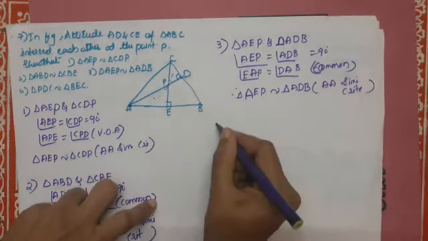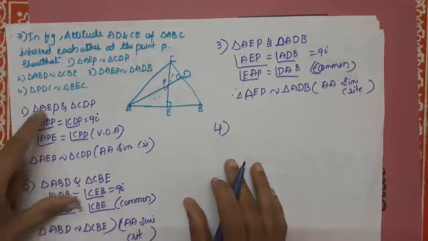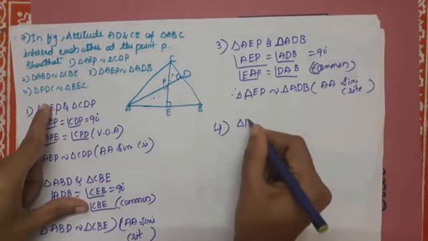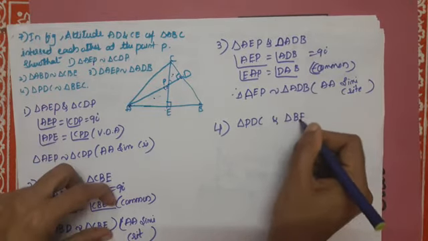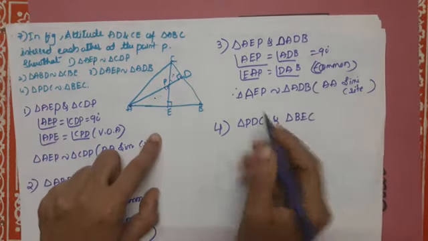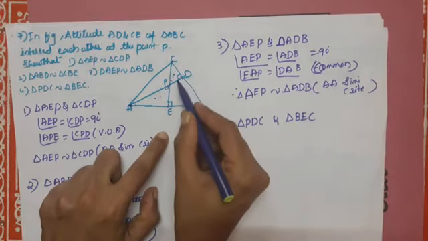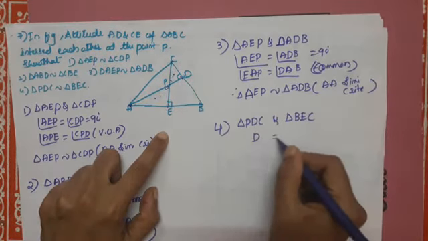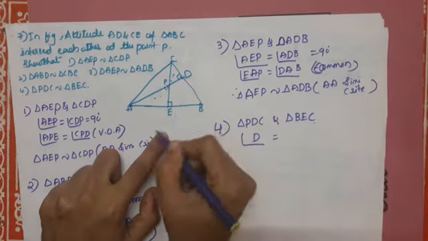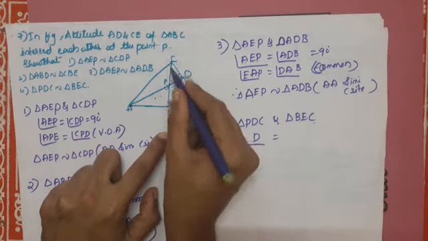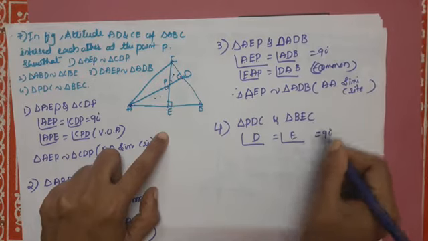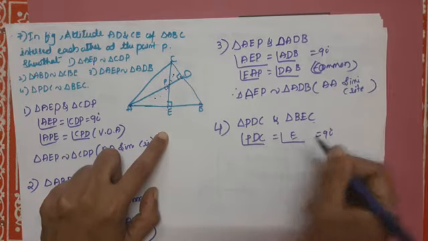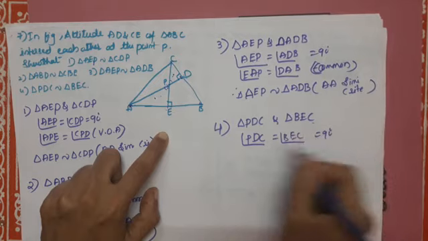Next, the fourth one. In triangle PDC and triangle BEC. See here in PDC, D is 90 degrees, and in BEC, E is 90 degrees. So both PDC and BEC are 90.